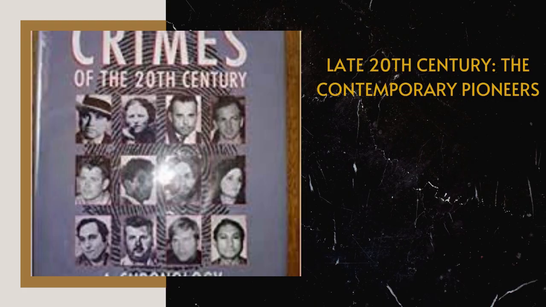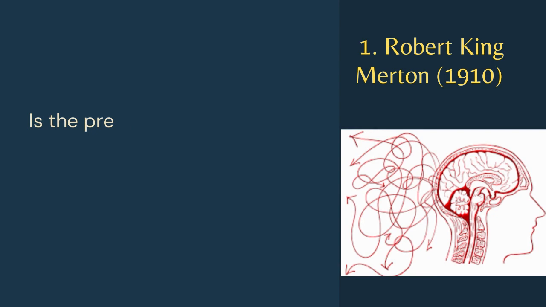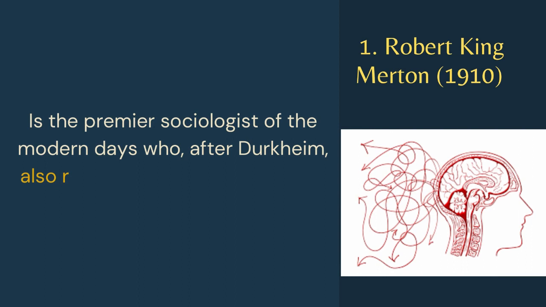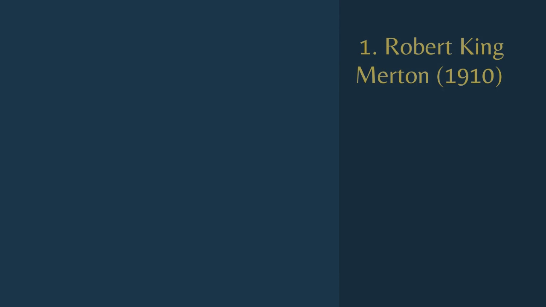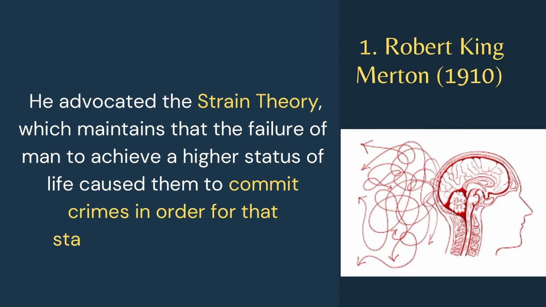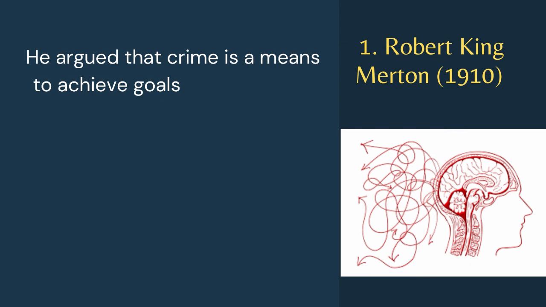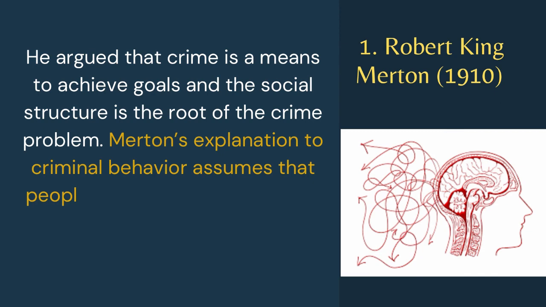Late 20th century, the contemporary pioneers. 1. Robert King Merton, 1910. Robert Merton is the premier sociologist of the modern days who, after Durkheim, also related the crime problem to anomie. He advocated the strain theory, which maintains that the failure of man to achieve a higher status of life caused them to commit crimes in order for that status, goal to be attained. He argued that crime is a means to achieve goals and the social structure is the root of the crime problem. Merton's explanation to criminal behavior assumes that people are law-abiding but when under great pressure will result to crime.